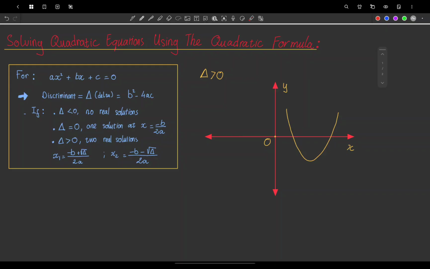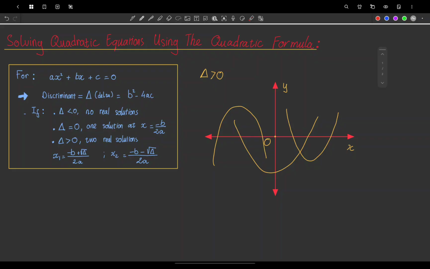Or it can even look like this. It can even look like that, and we still have the two x-intercepts right there, or even something that looks like this. We'd have the two x-intercepts right here and right here. That's what it means to have the discriminant larger than 0, equal to 0, and less than 0.